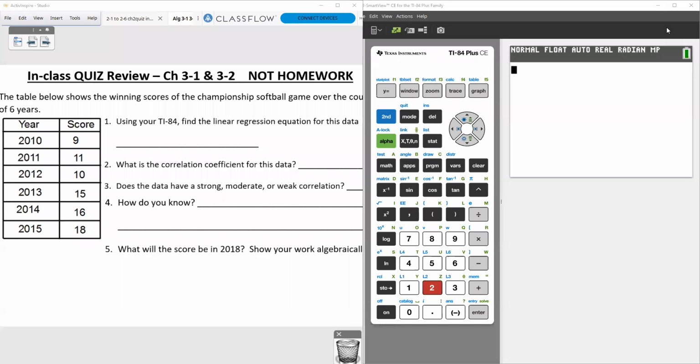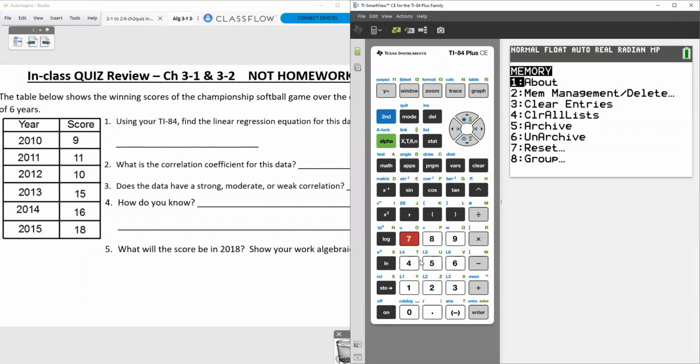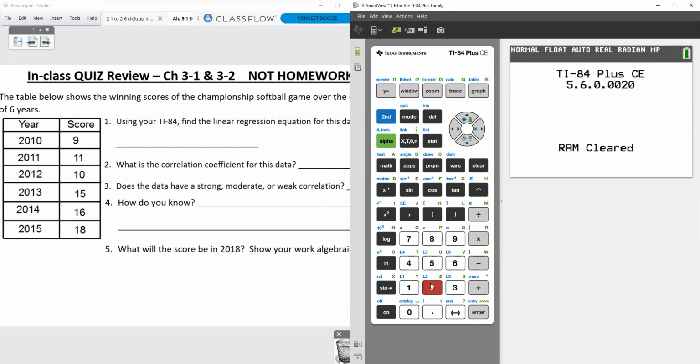This is a review for the Algebra Chapter 3 quiz. The first thing that you need to do is reset the memory on your calculator, second plus 712. When you reset the memory on your calculator, you have to make sure that you turn on your stat diagnostics.